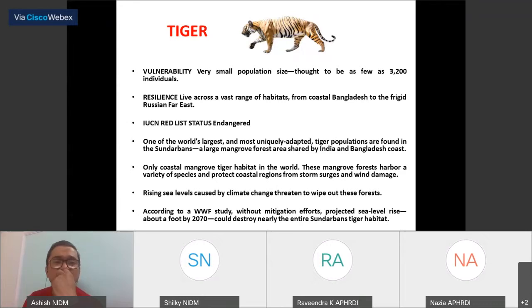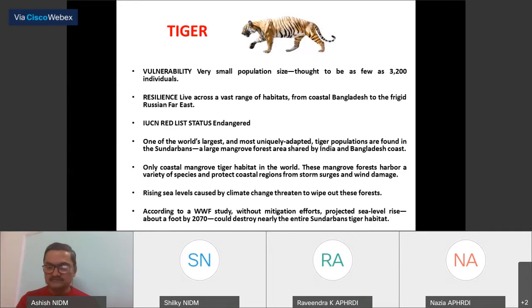In our own India, we have the beautiful Sundarban area where this tiger habitat is found. This coastal mangrove tiger habitat is famous as the Sundarban. These mangrove forests harbor not only tigers but also a variety of species, and protect coastal regions from storm surges and wind damage. But one report says that if, because of climate change, the sea level rises by 1 meter or 1.5 meters, then the whole of the Sundarban is going to collapse. So the tiger population available across the globe, mostly in India, in the Sundarban area, is going to be lost.